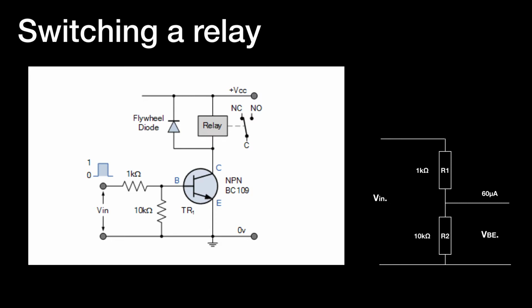The relay is in the collector circuit, and the flywheel diode there is just there to protect the transistor against inductive spikes which occur when switching on and off inductive loads. And we'll have a look at that later on. But for now, it's enough to know that if collector current flows, the relay will close and the contacts NC, NO will be switched. NC standing for normally closed, and NO standing for normally open, and C standing for common.